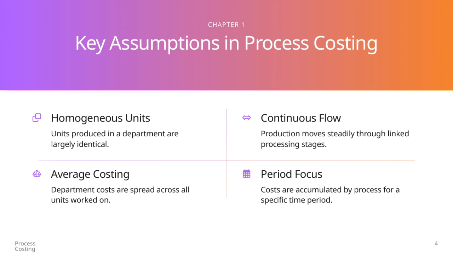Moving on, average costing is applied, where department costs are spread evenly across all units worked on during the period. This approach allows for a uniform cost per unit. Lastly, we emphasize the period focus, where costs are accumulated by process for a specific time frame, helping us understand and control costs within that period. These assumptions form the foundation of process costing and guide how we account for production costs.